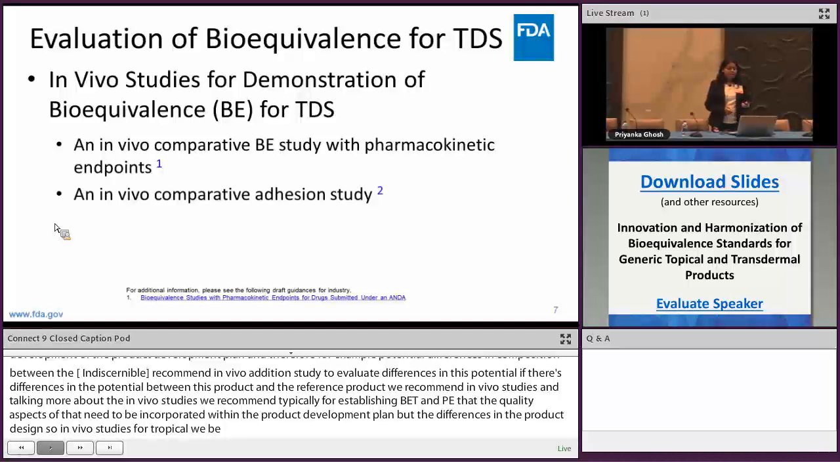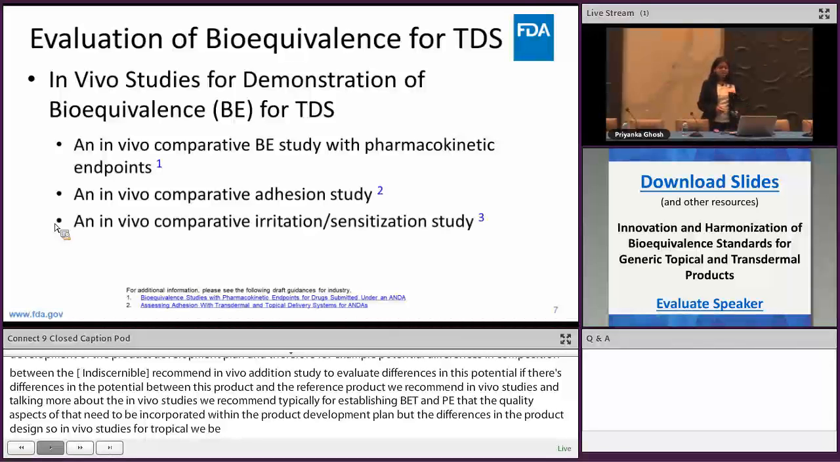As I said, we recommend an in vivo comparative adhesion study. We have a general guidance for that. And we also recommend an in vivo comparative irritation and sensitization study. And again, a general guidance for that as well. And I'm going to talk about each of these two guidances on the subsequent slides.